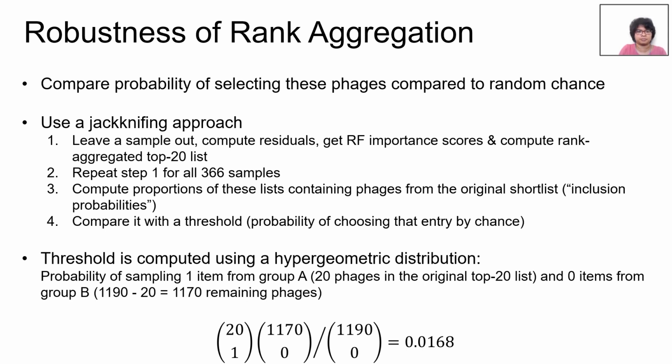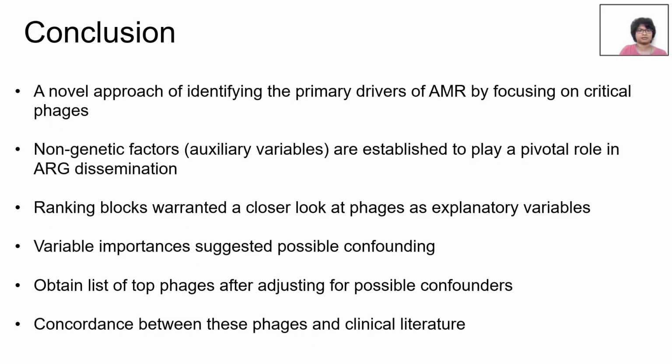The threshold is computed using a hypergeometric distribution, which looks at the sampling without replacement from two groups in the population. Here, the 20 phages in the original top 20 list form the first group, and the remaining 1,170 phages form the second group. This leads to the threshold of 0.0168.